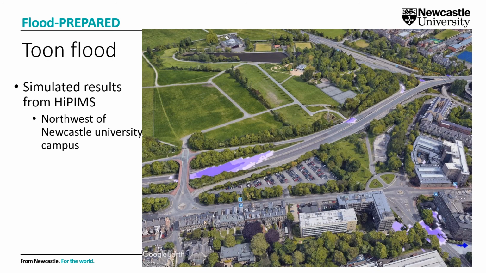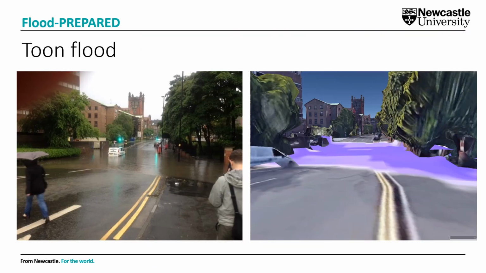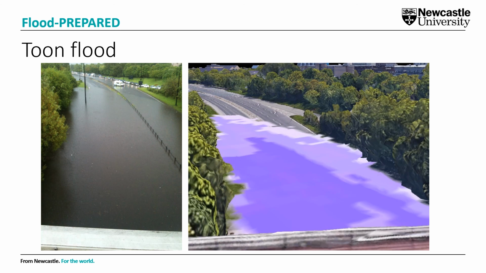This image is one simulated result from HiPIMS. It shows the maximum inundation depth in the northwest of the Newcastle University campus. We also compare the simulated results with flood photos taken by pedestrians during the event. The simulated results can match well with over 80% of the flood photos in different locations, which demonstrates that the HiPIMS model can accurately simulate floods in Newcastle, Gateshead, and Tyneside.